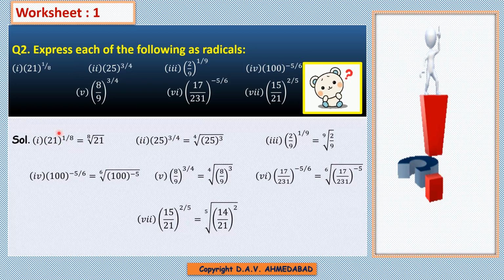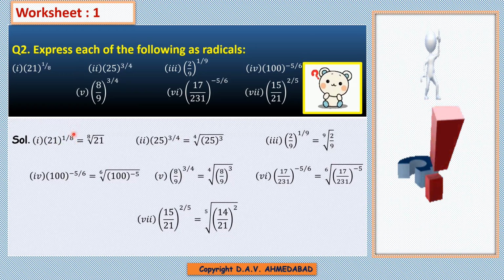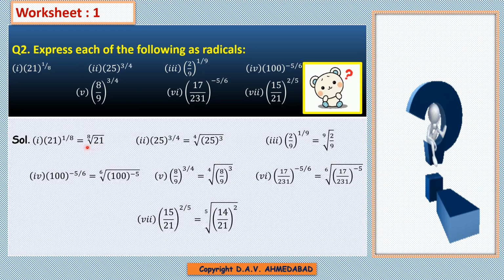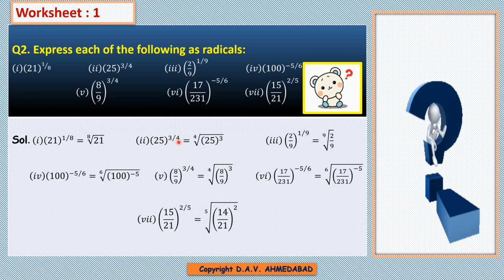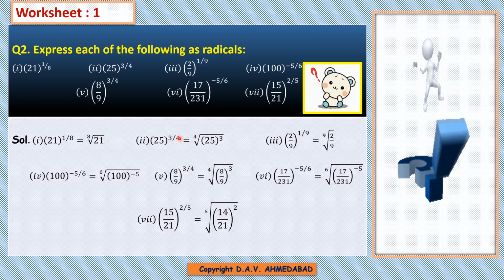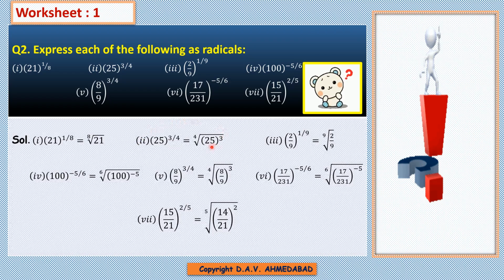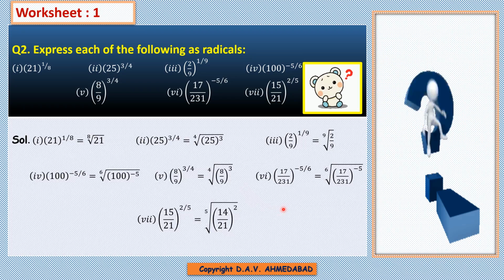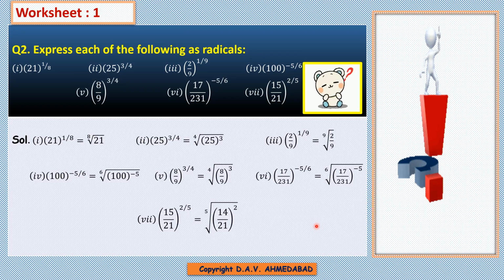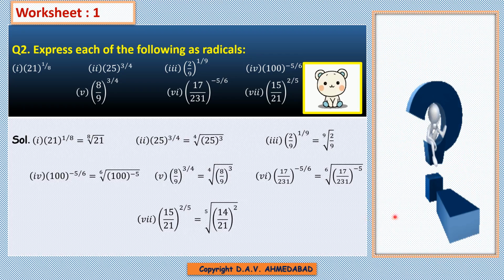21 raised to the power 1 by 8. Now this 8 you will move to that side. So what will it become? 8th root of 21. Now second is 25 raised to the power 3 by 4. So it will be 4th root of 25 cube. Similarly, the rest of the parts you can write, children. I am sure everyone understood.